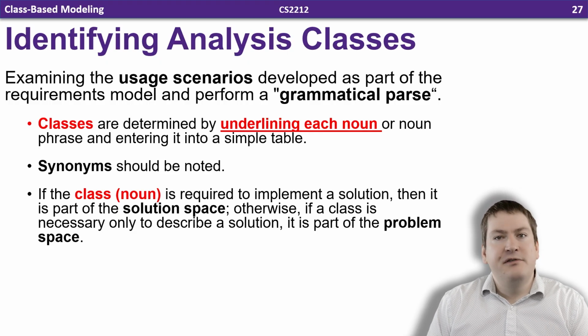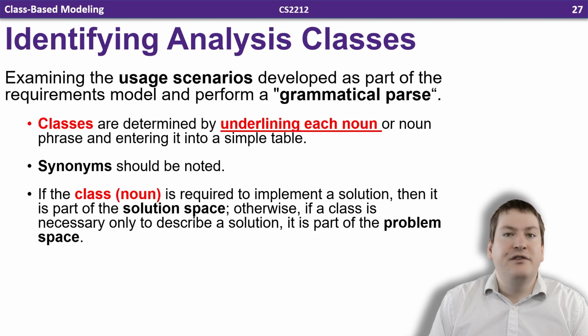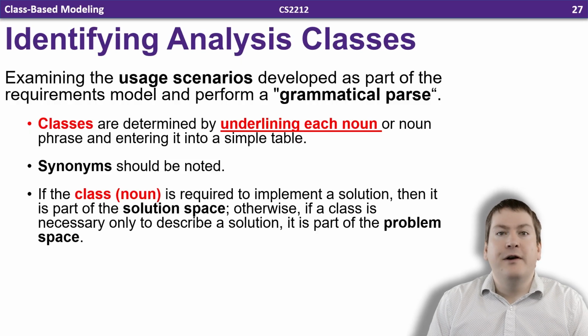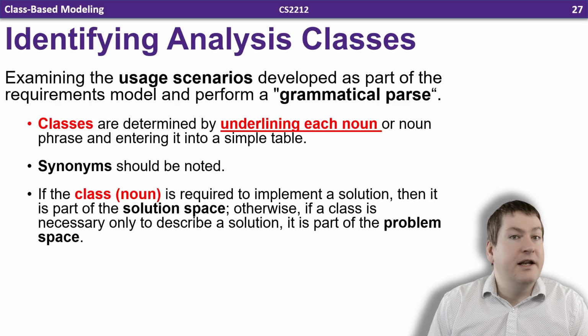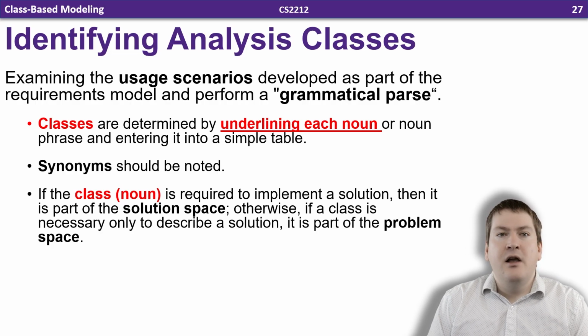One of the techniques we can use to identify analysis classes is with a grammatical parse of our usage scenarios. These would be narrative descriptions of the system's function from the user's perspective, such as use cases and user stories. During this grammatical parse, we examine each scenario by underlining each noun or noun phrase and then entering them into a simple table to keep track of them. Nouns refer to a thing, person, animal, or place. We should also note any synonyms. That is, two noun words with the same meaning in our system. These nouns are potential classes that might be part of our software or help with understanding the problem.